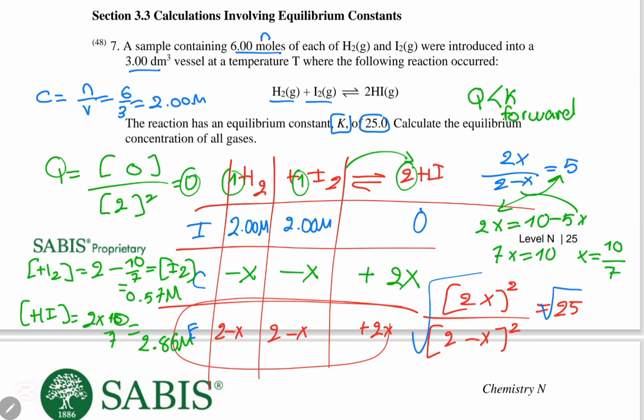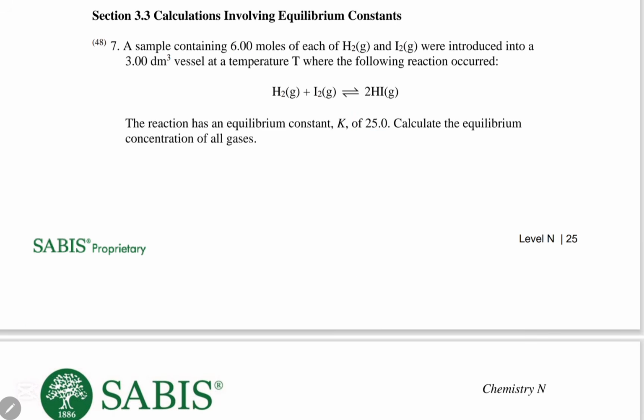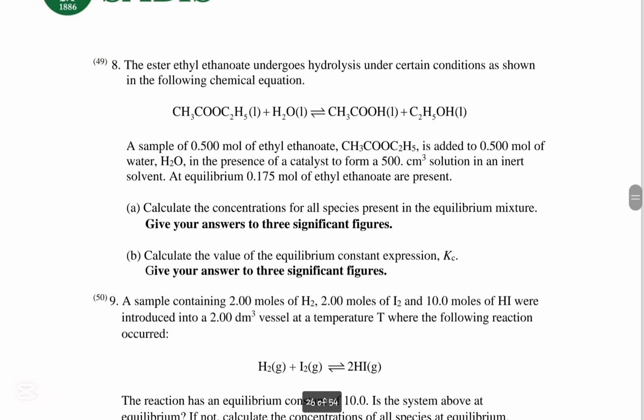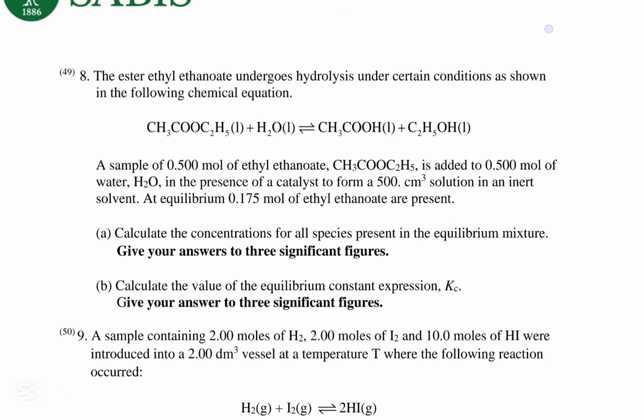So that is it for question number 7. We'll now move on to question number 8. Let's read what it says. The ester ethyl ethanoate undergoes hydrolysis under certain conditions as shown below. A sample of 0.500 moles of ethyl ethanoate is added to 0.500 moles of water in the presence of catalyst to form 500 centimeter cubed solution and an inert solvent.